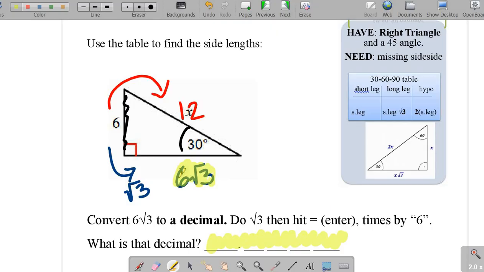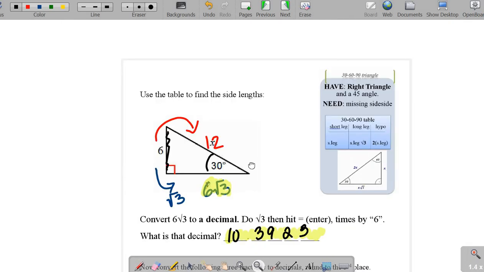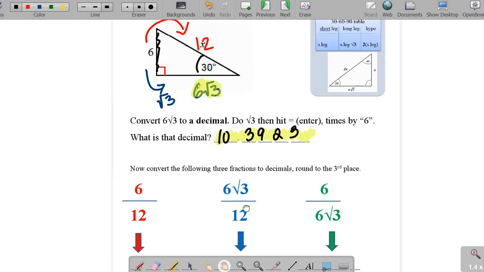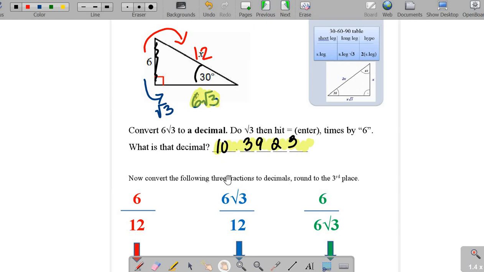There's a reason why we're doing this. I want you to see the connection between these patterns and your calculators. 10.3923. Now, we're going to do 3 fractions using this triangle.